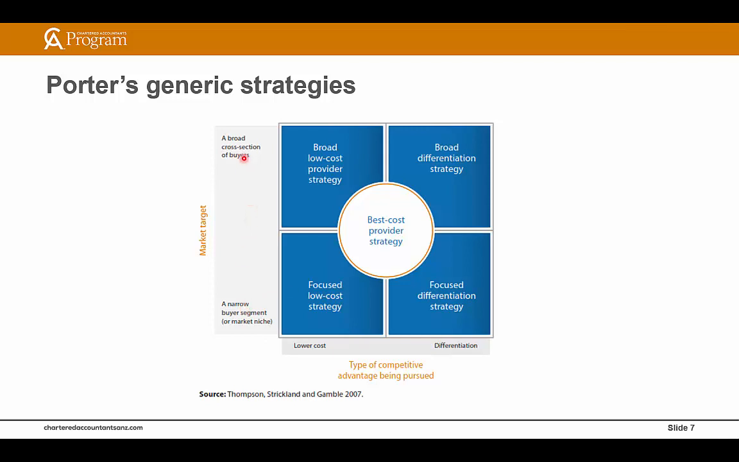A broad strategy from a geographic perspective could, for example, involve expanding the geographic boundaries beyond the immediate city within which a business operates. A focused strategy could be based on age, gender, or some other demographic, so only concentrating on those attributes of the market segment. The x-axis defines the type of competitive advantage that has been pursued, either low cost or differentiation.